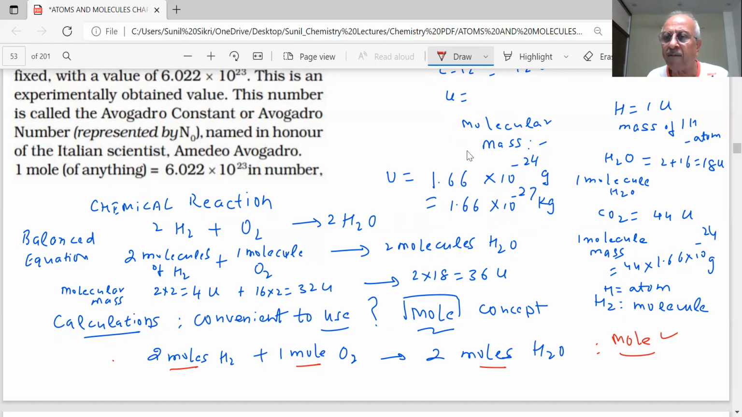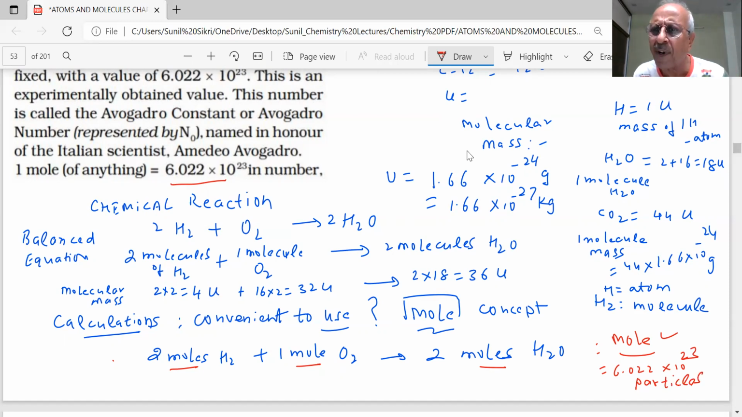So they defined a number, 1 mole, student. They defined the concept of mole in order to make our calculation convenient, which can be done in our daily life when we perform different types of chemical reactions. And 1 mole is a numerical value, a number which is equal to 6.022 into 10 power 23 particles.